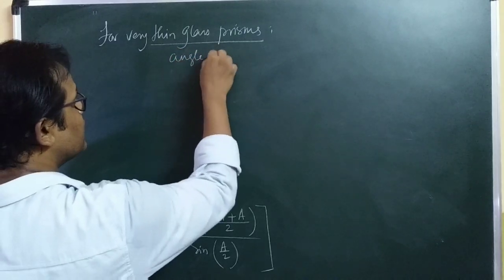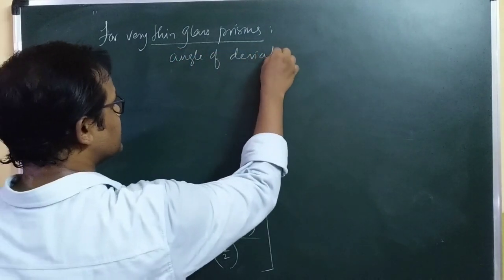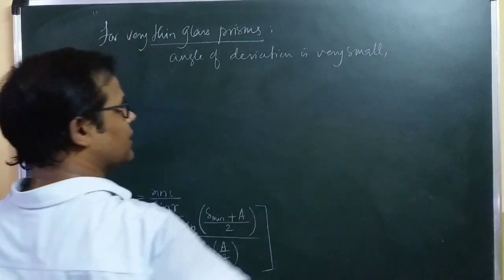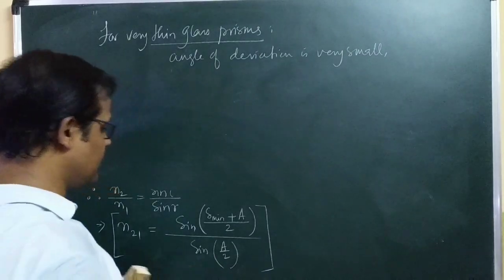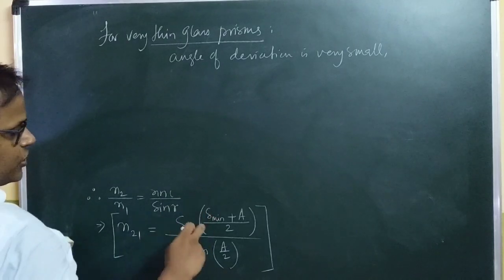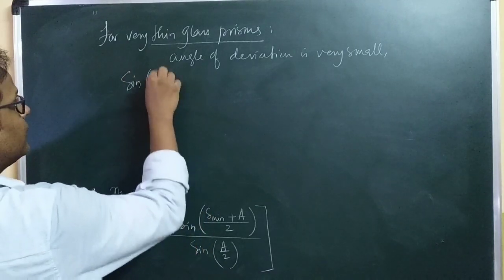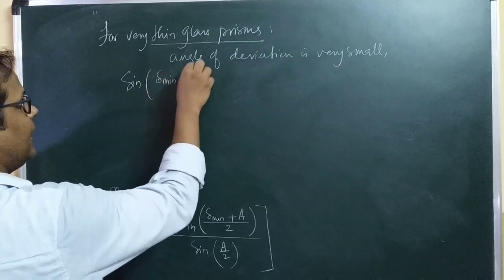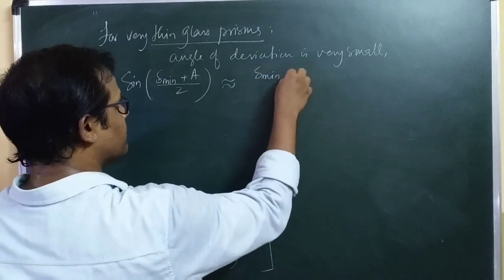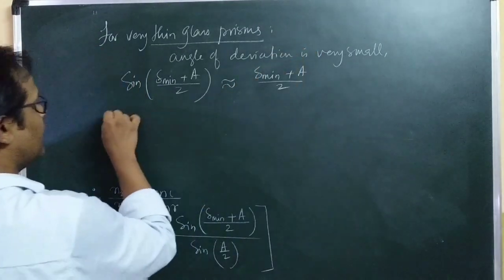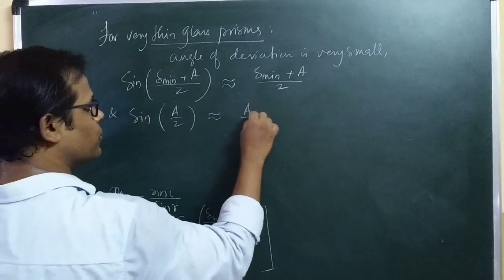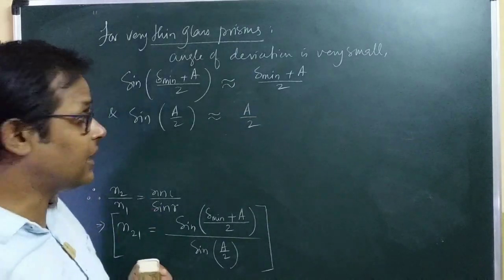the angle of deviation is very small. If the prism is very thin enough, the angle of deviation is very small enough, then we can say this expression, the sine of (delta minimum plus A) by 2 to be almost equivalent to (delta minimum plus A) by 2, and the expression sine A by 2 can be almost equivalent to A by 2, only for very thin glass prisms.